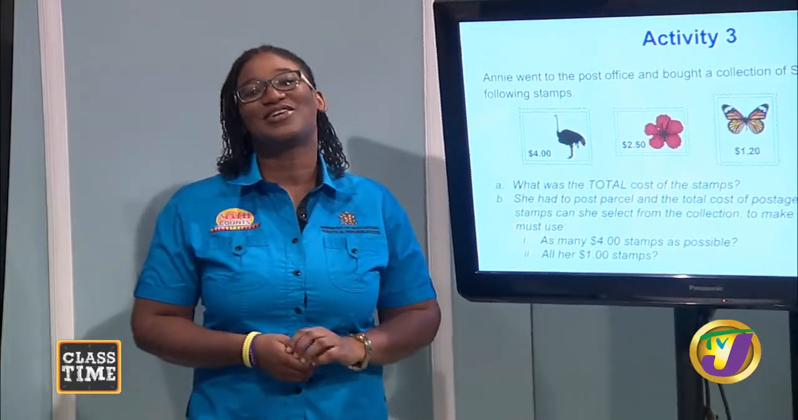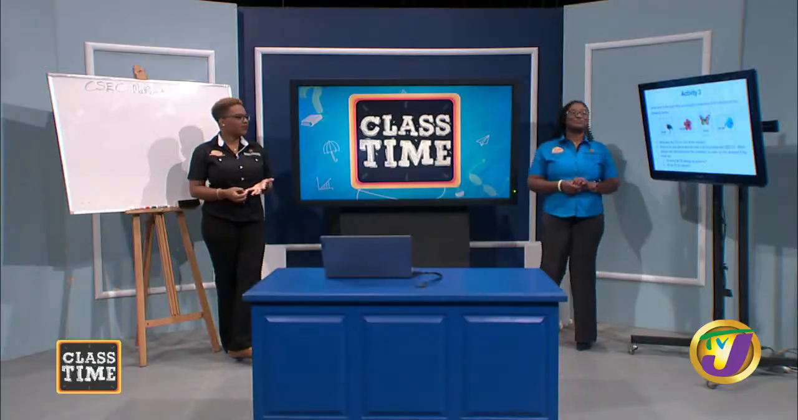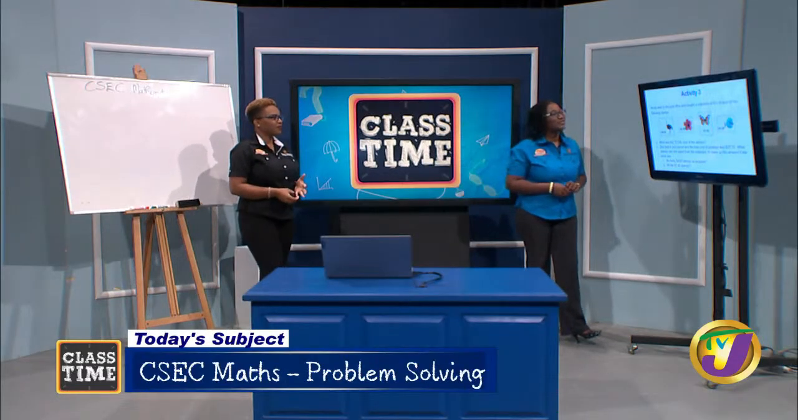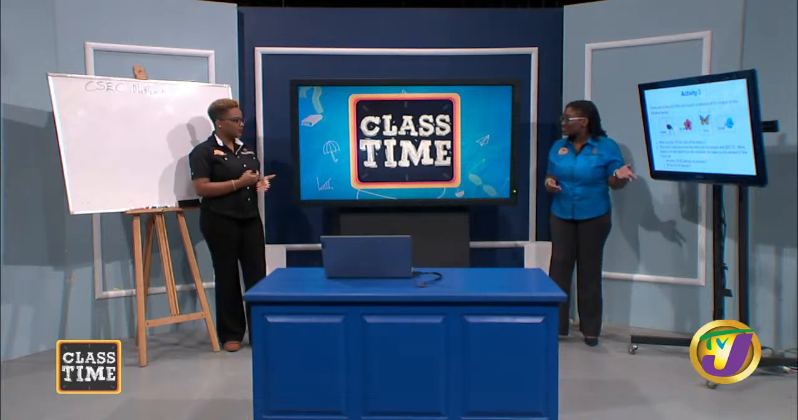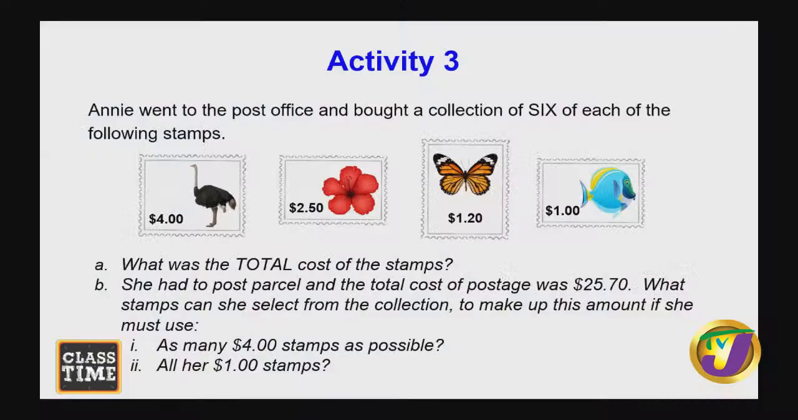Welcome back. Let's continue with the lesson. So Latoya, just before the break, we left our students with this question that we wanted them to understand, devise a plan, carry out the plan, and be ready to check with us. All right. So Annie went to the post office and bought a collection of 6 of each of the following stamps. Some of our students might not know about this stamp thing.